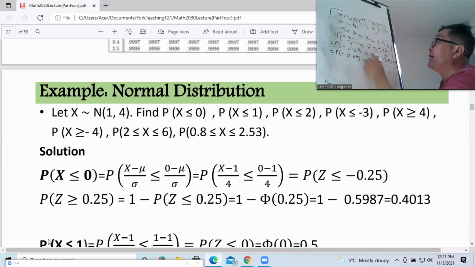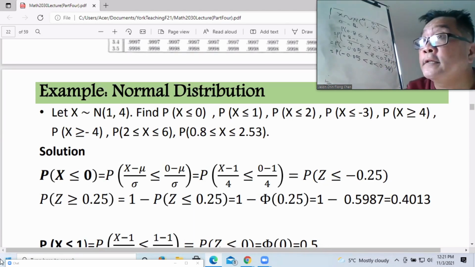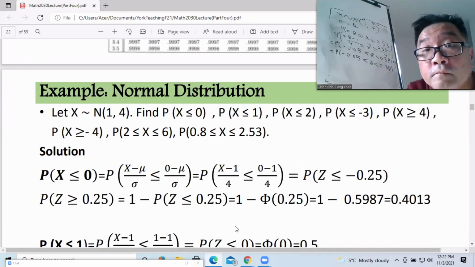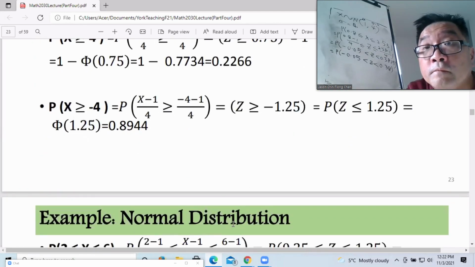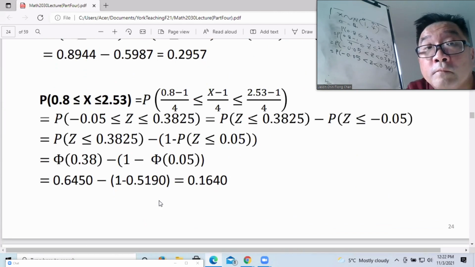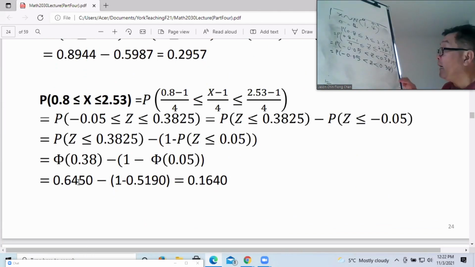Our table only has 2 decimals, so change to 2 decimals. So this one, we round it to become 0.38. Yes or no? You see here? Everyone okay? We round it to 2 decimals. Why? Because our table only has 2 decimals. Yeah, so now let's draw the pictures.